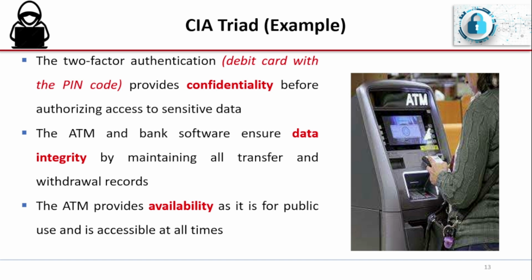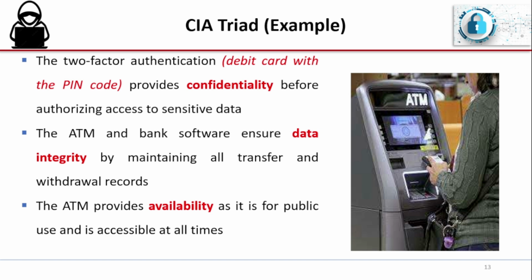Number two, the ATM and the bank software ensure data integrity by maintaining all transfer and withdrawal records. You must have taken out mini statements or bank statements at some point in your life. Those statements tell you at what time you withdrew how much money, so it is maintaining data integrity. Lastly, the ATM provides availability, as it is public and accessible all the time.